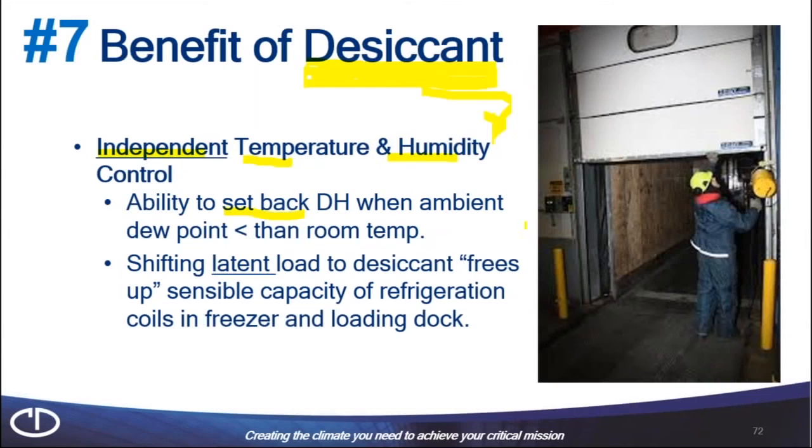Again, we're going to shift the latent load to the desiccant. That's going to free up then sensible capacity. You can find more capacity than you had before by freeing up those evaporators.